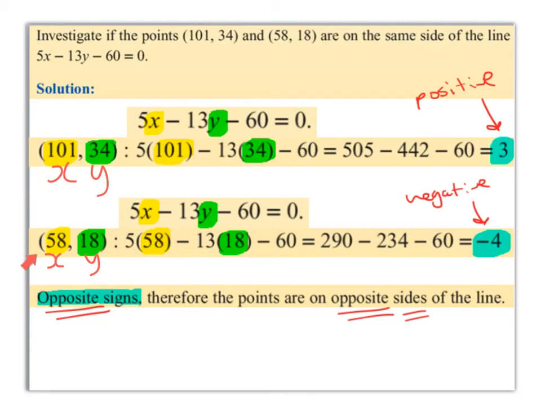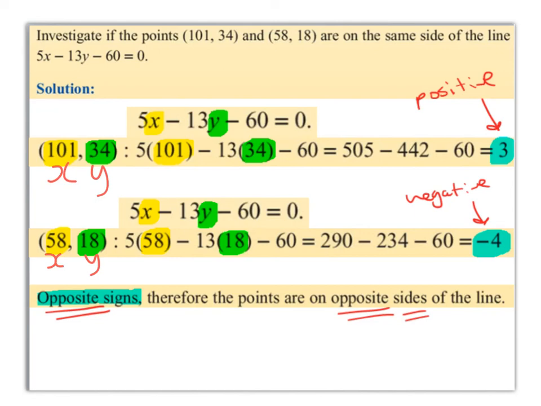And if, when we subbed in these two values, 58 and 18, we'd got an answer of 0, it would have told us that the point (58, 18) was on this line, but it's not. So when we subbed in (101, 34), we got a positive answer, 3. When we subbed in (58, 18), we got a negative answer, minus 4. And since one is positive and the other is negative, they are opposite signs. Therefore, the points are on opposite sides of the line.